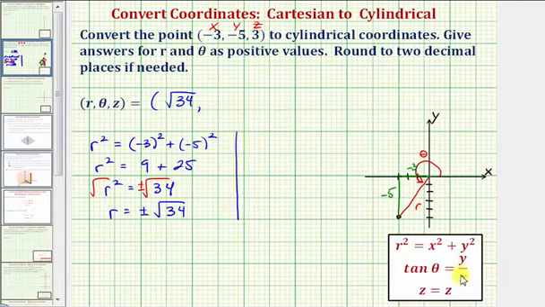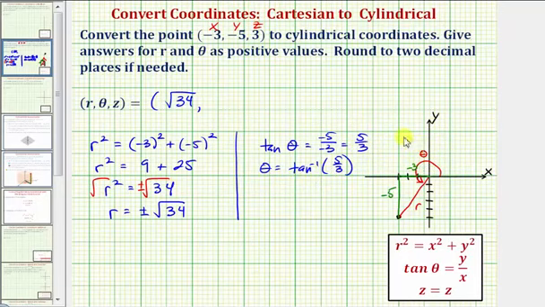Now let's determine angle theta. We know tangent theta is equal to y divided by x, so here we'd have tangent theta is equal to -5 divided by -3, which equals positive 5/3. So if tangent theta is equal to 5/3, then theta is equal to inverse tangent or arctangent of 5/3. But we might recognize here that the output of inverse tangent is only going to be on the open interval from -π/2 radians to +π/2 radians. So the calculator is not going to give us the angle theta we're looking for, but it will help us find our angle theta.